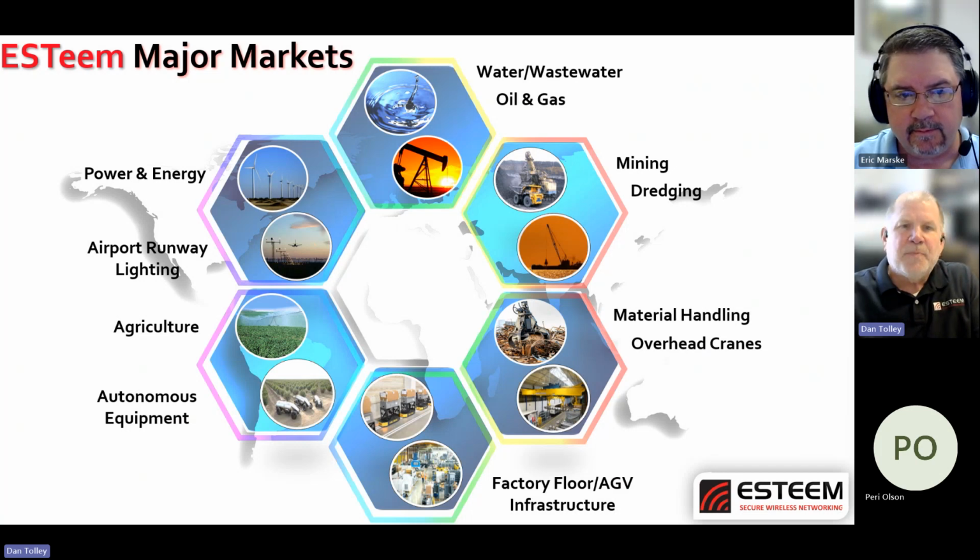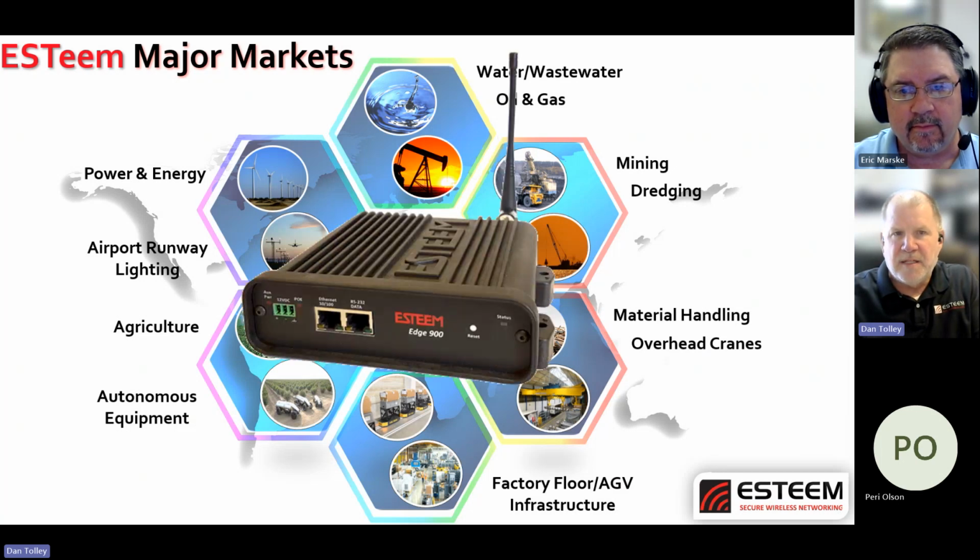Now within this, one of the real workhorses of the ESTeem product line is the Edge 900. This is a 900 megahertz radio, which is an unlicensed frequency that runs in the heart of these different industries. So what we want to look at is how do we get into this radio? How do we do the configuration for this?